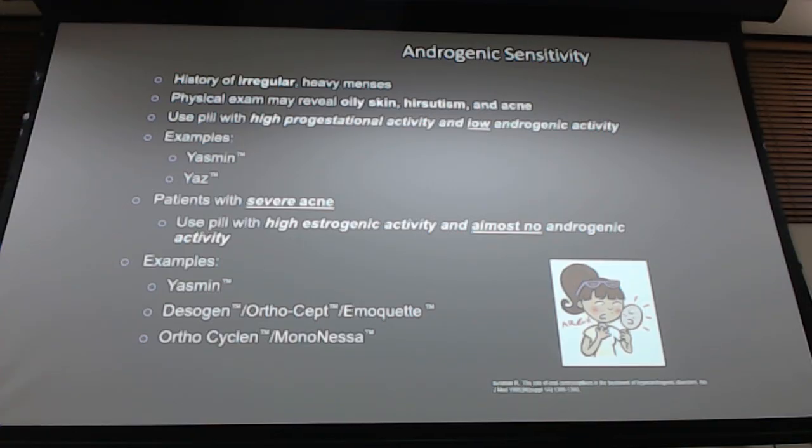So if I'm looking at my high progestin and low androgenic, you see that here my Yasmin has 0 with my androgenic, and then I'm at 1.5 when I look at my progestational activity, which is on the higher end.